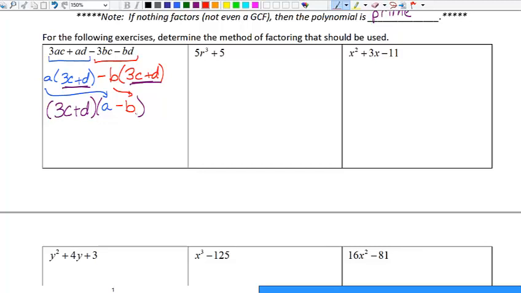I factored. It was a 4 term, so I grouped. And then I have to do step 3. Is there anything else that can factor here? No. Is there anything else that can factor here? No. So now I know I am completely factored, and this is my answer.